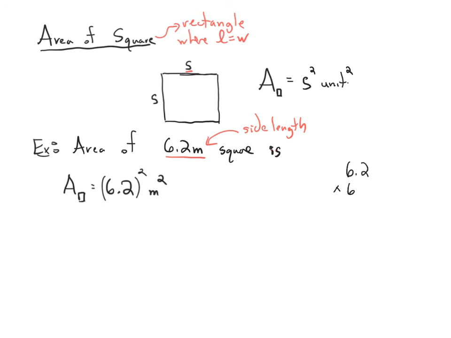6.2 times 6.2. That's going to be 1, 2, 4. This is going to be 2, 3, 7. We add, we get 3, 8, 4, 4, we have 2 decimals, so we move the decimal place 2 places, so it's 38.44. So this is 38.44 meters squared. Nothing particularly hard there.